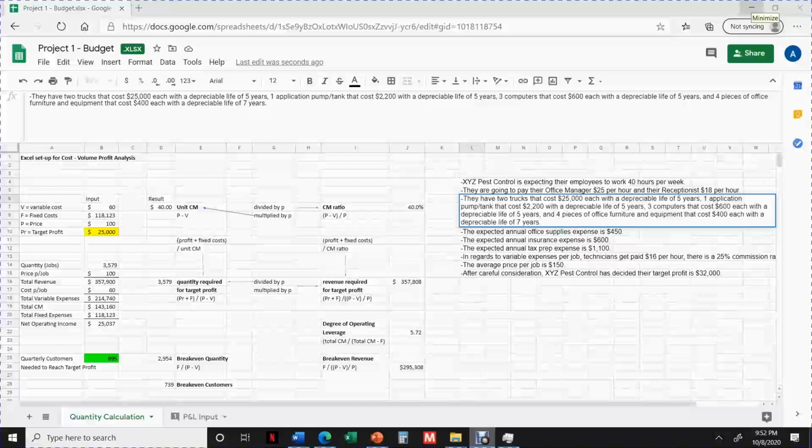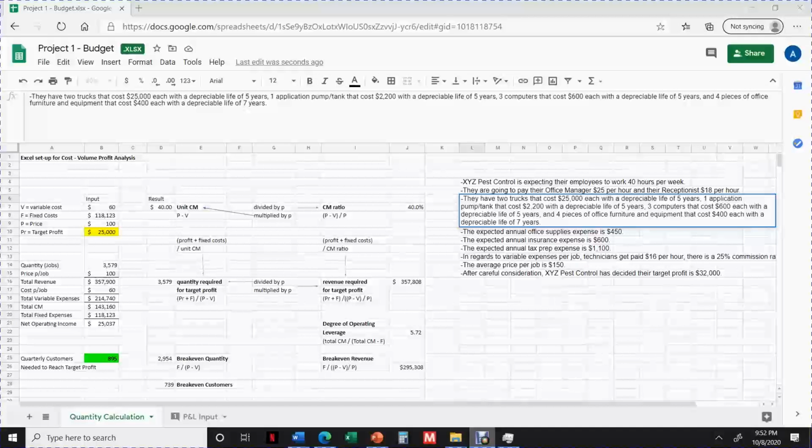Hey guys, it's Anthony here. We're going to work on the Excel examples. But first we should take a look at some of the layout.